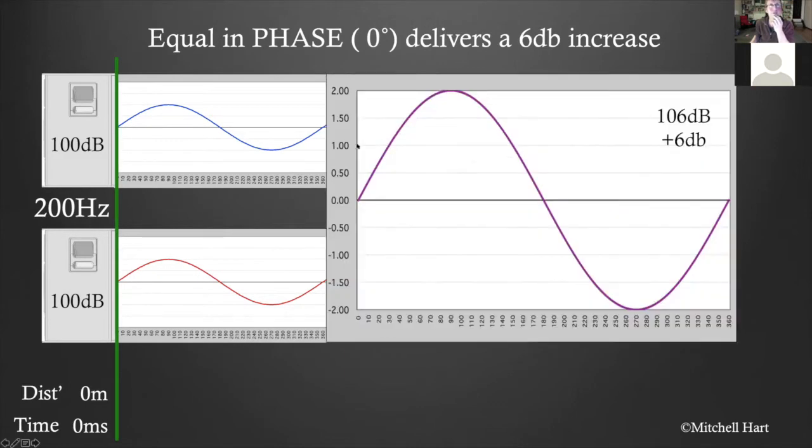So if we look at this, which is just scaled to 1, those signals are both of amplitude of 1. Now we've got an amplitude of 2. And if you double the voltage or double the pressure, it's 6 dB plus. So the two waves, not unsurprisingly, add together, and we get 106 dB out of those two speakers, both delivering 100 dB. So that's the first step. That's the basics. That's the perfect situation.